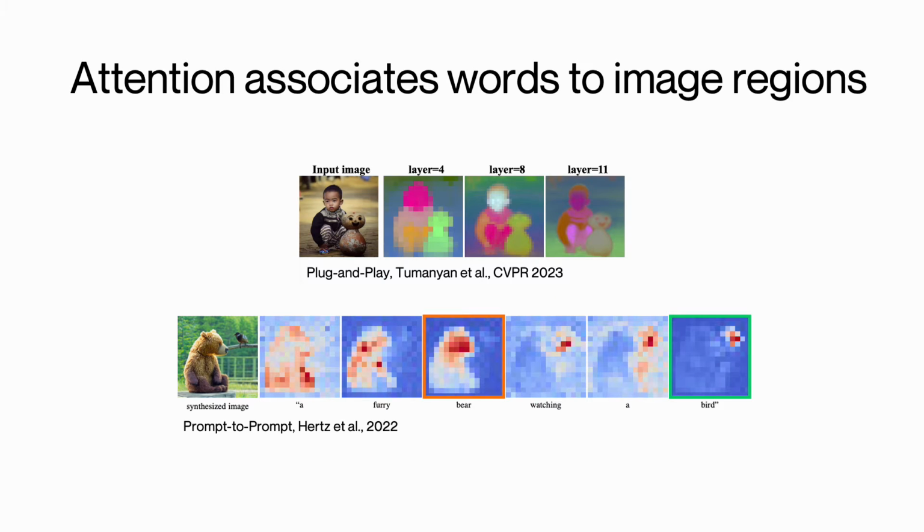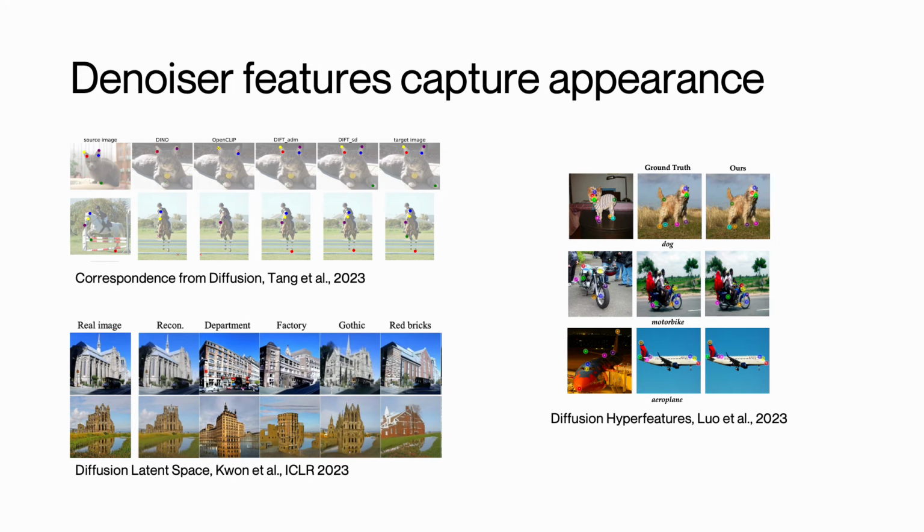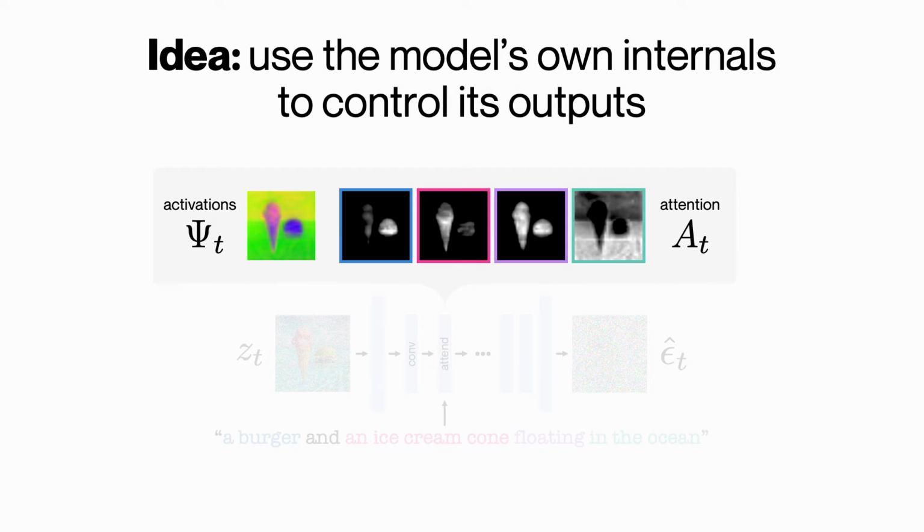Recent work has found that the attention operation, a key building block of modern generative models, learns to map from parts of the text prompt to parts of the image canvas. It also turns out that the features of the trained model capture rich information about visual appearance. Our key insight is that by manipulating these model internals in the generation process, we obtain a new type of control over the images our model outputs.